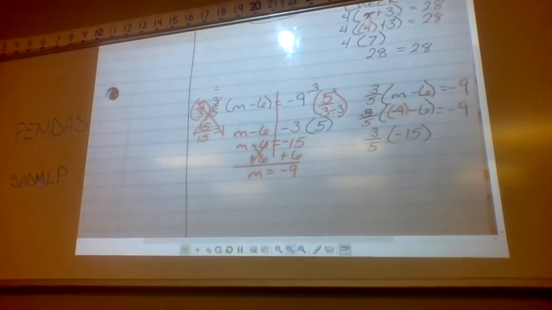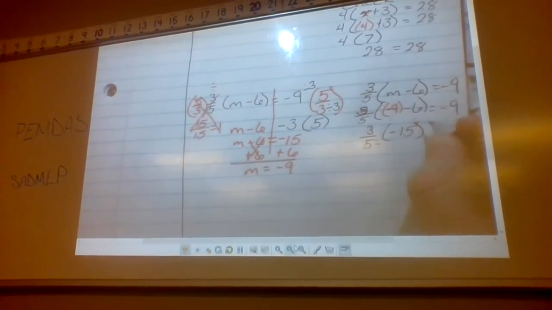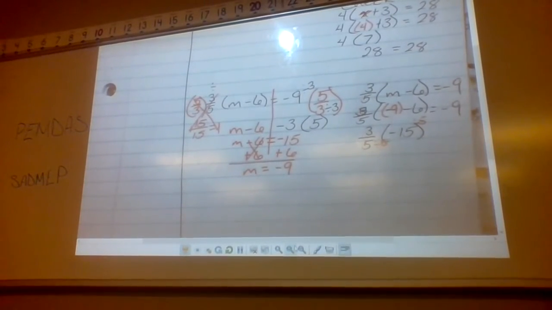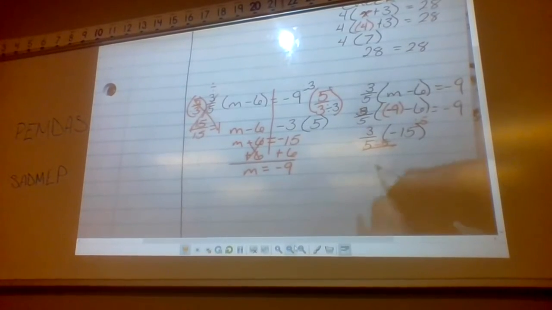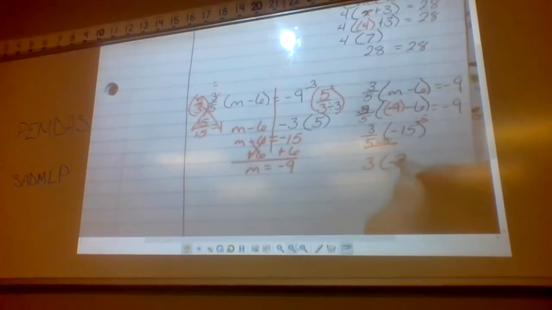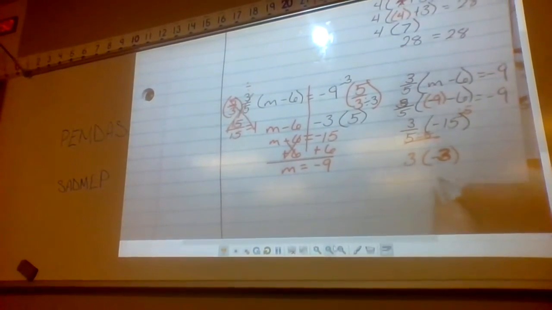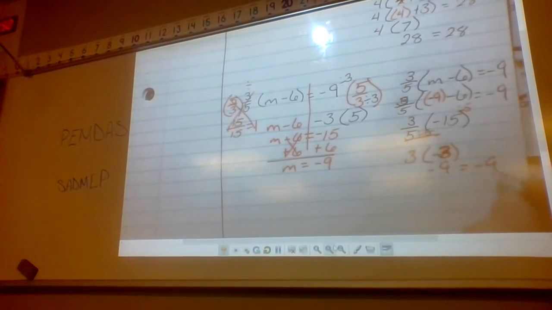Can anything simplify right here? What can divide both 5 and 15? 5. So this denominator gets canceled out. You now have 3 times a negative 3. I keep making my own mistakes now. Does negative 9 equal negative 9? Yeah. There you go.